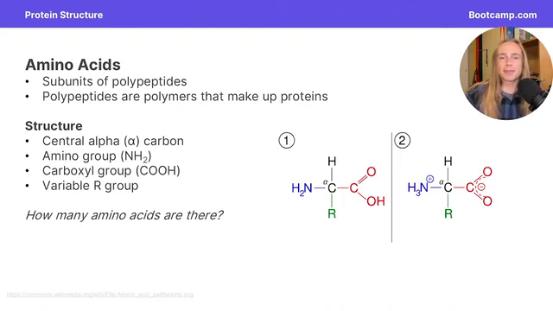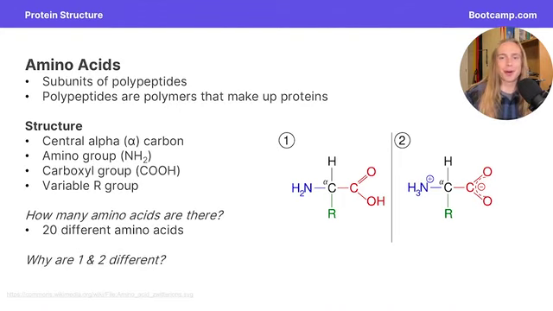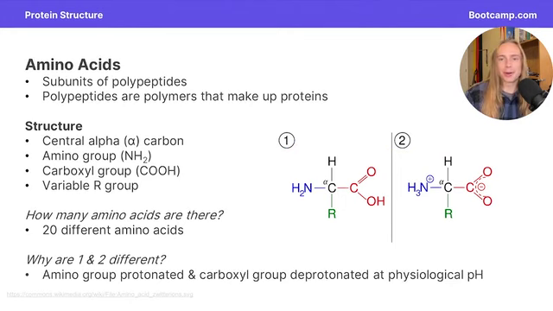So how many different amino acids are there? And great, so hopefully you remember that there are 20 different amino acids. Another question I have then is, why are 1 and 2 structures different? And great, so hopefully you remember that a carboxylic acid can act as an acid at certain pHs and end up giving up this proton here. An amino group can act as a base then, and it's able to pick up an extra hydrogen as we see here. This is going to be the predominant form of an amino acid at physiological pH, which is 7.4.